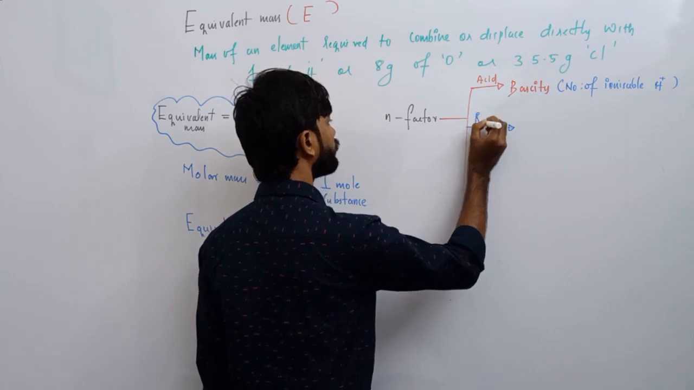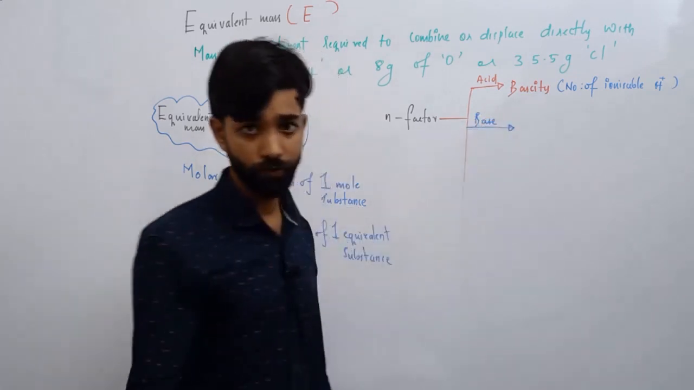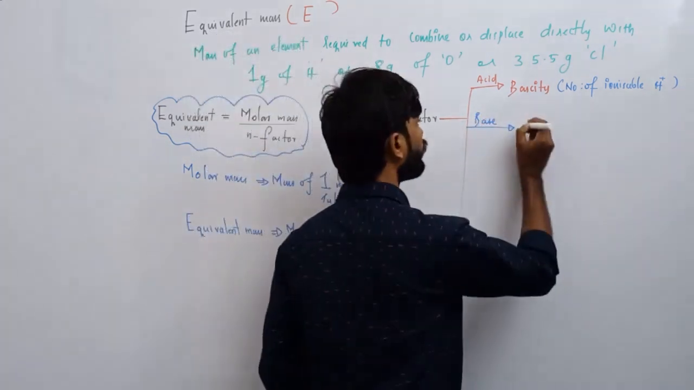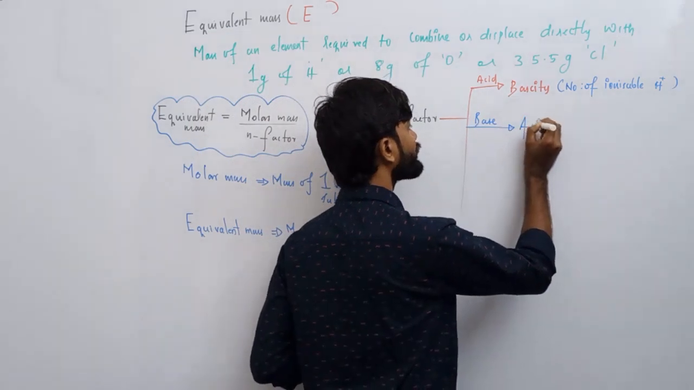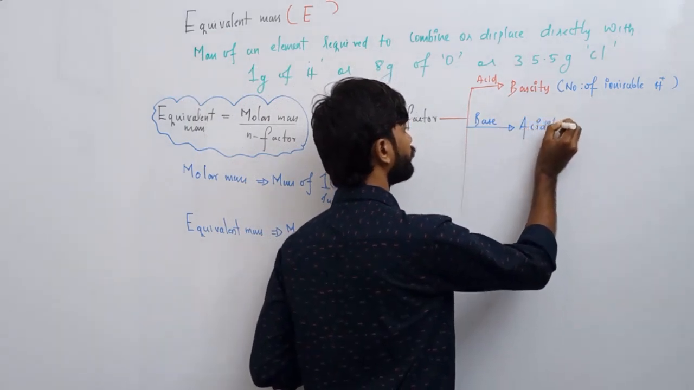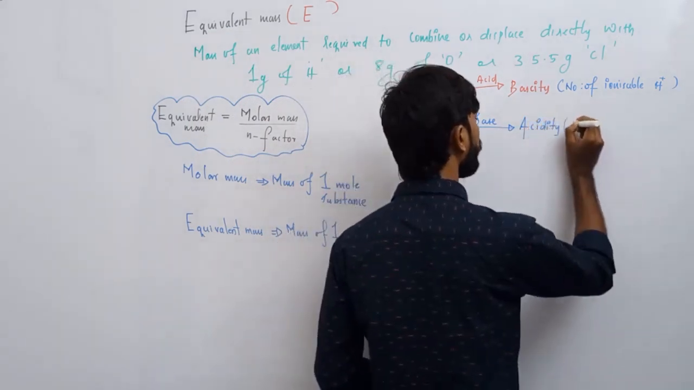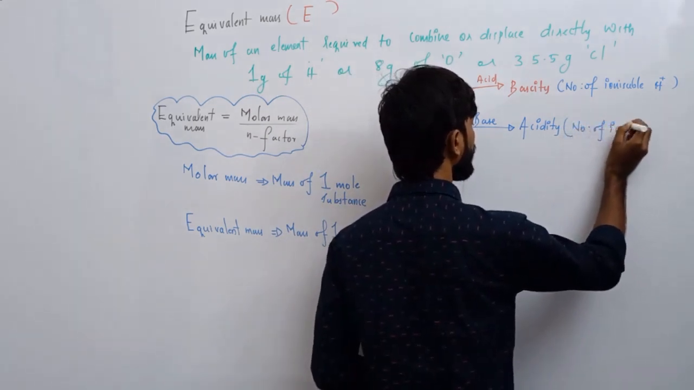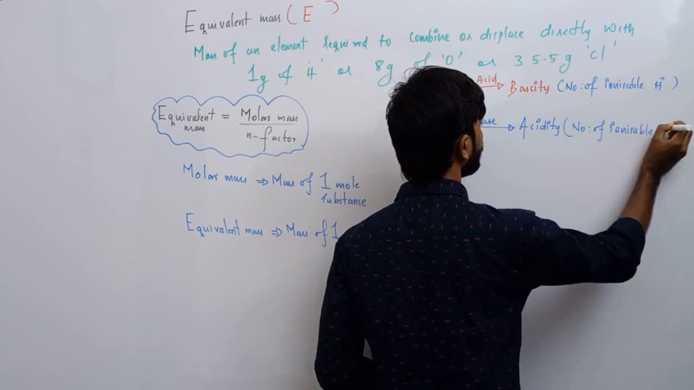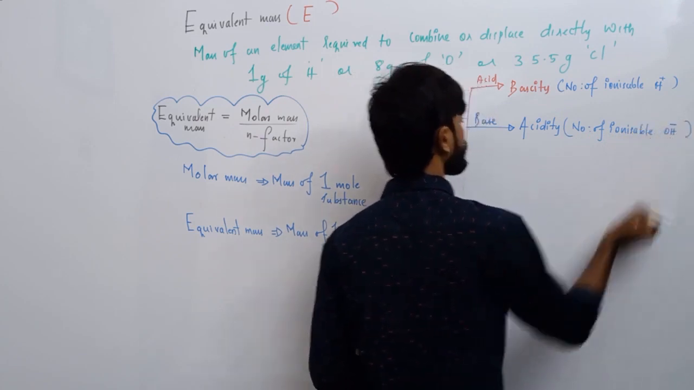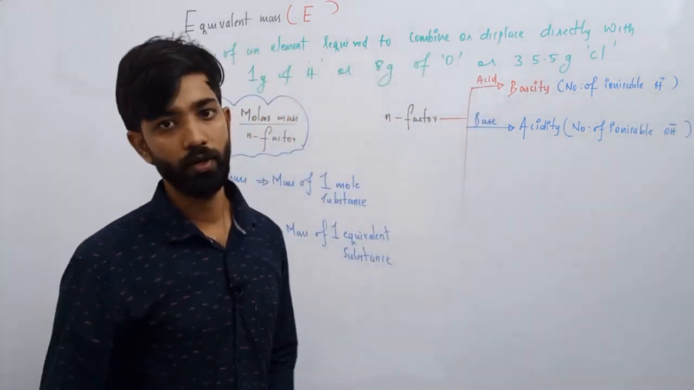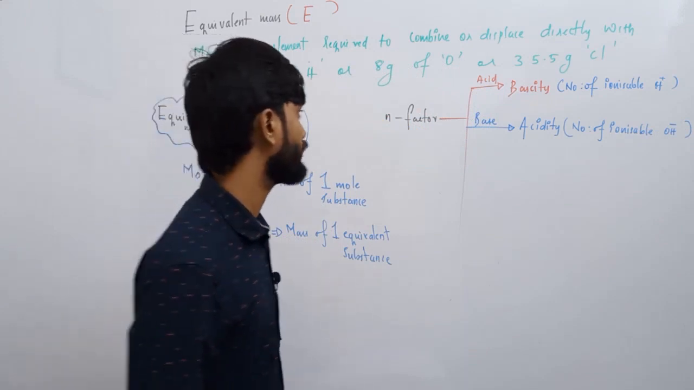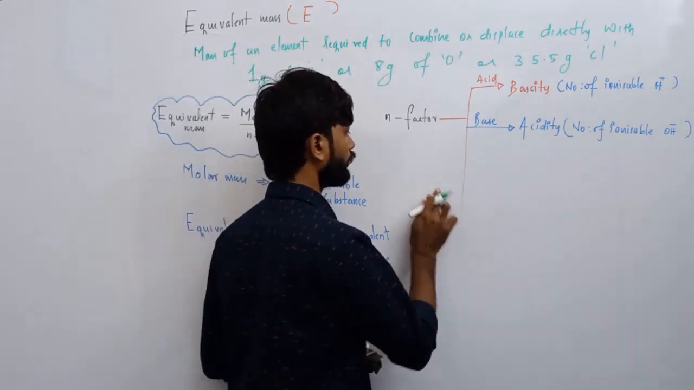Now we have base. For a base, the n factor is acidity. What do you mean by acidity? The number of ionizable OH minus.